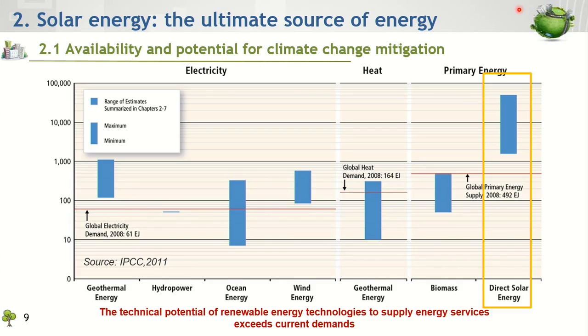This figure presents the technical potential of various renewable energy resources, including solar energy, compared to the global primary energy supply in 2008. So as you can see here, the technical potential for solar energy technology to supply energy service alone can already surpass the current energy demand. This means that advancement of solar energy technology will provide a great potential to eliminate energy demand from fossil fuel. It is therefore a potential measure to mitigate greenhouse gas emissions.